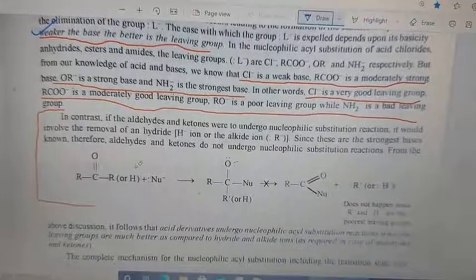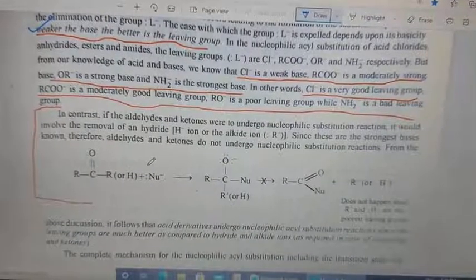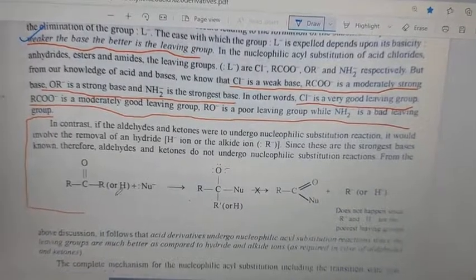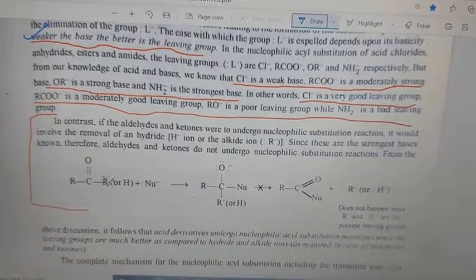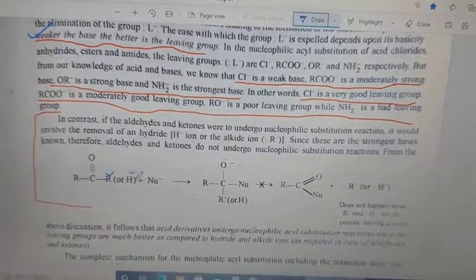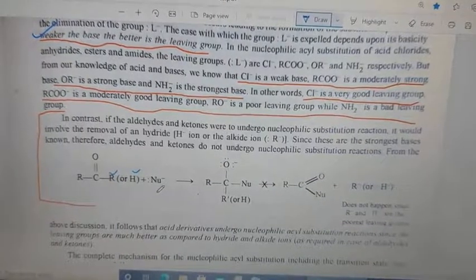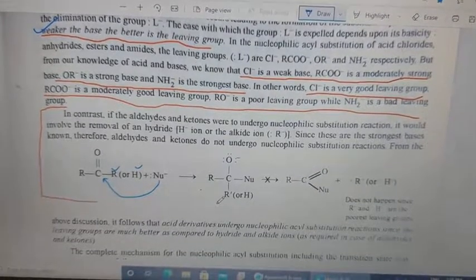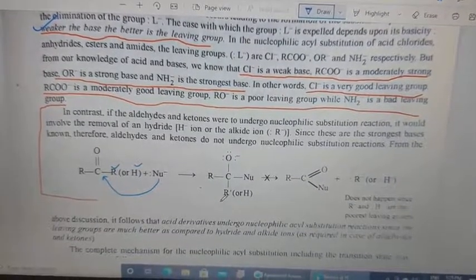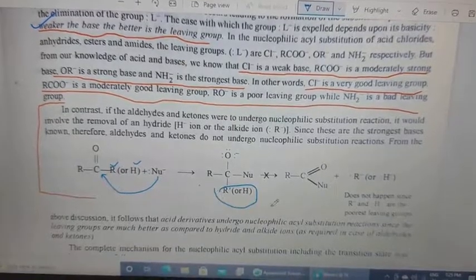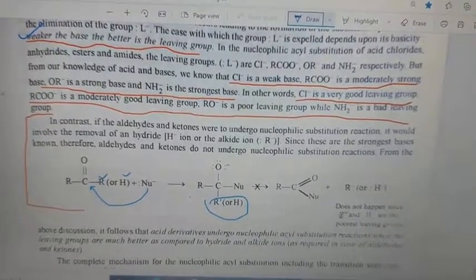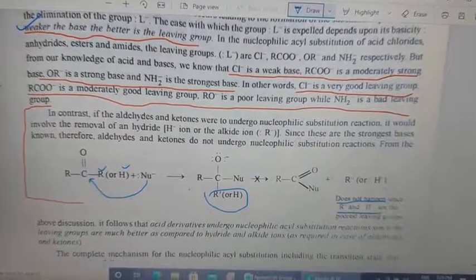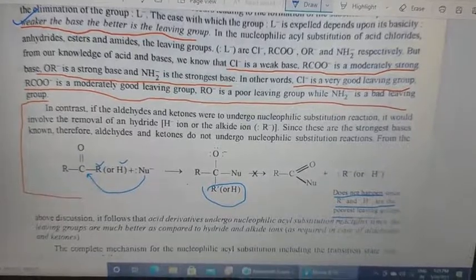If we compare these compounds with aldehydes and ketones, in the case of an aldehyde or ketone, there is R or hydrogen. When a nucleophile attacks the carbonyl carbon, the leaving group would be R or hydrogen. But this doesn't happen, since R negative and H negative are the poorest leaving groups.